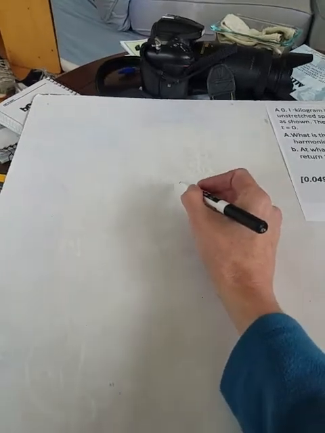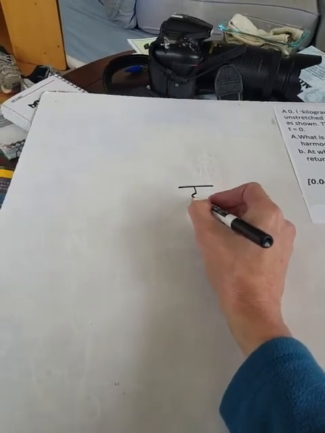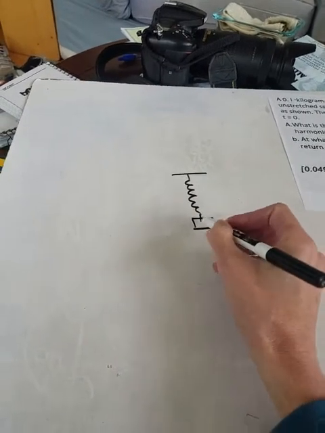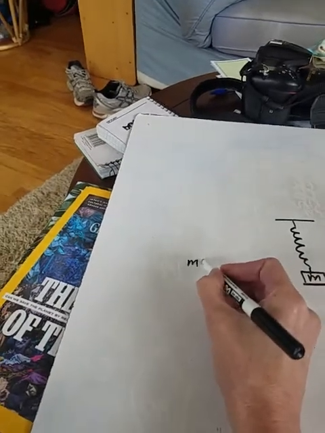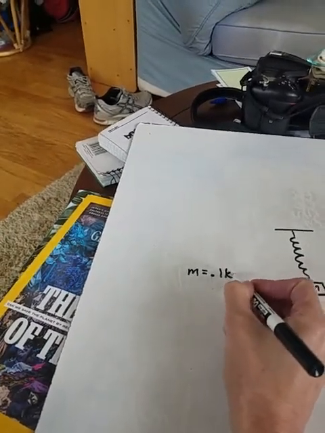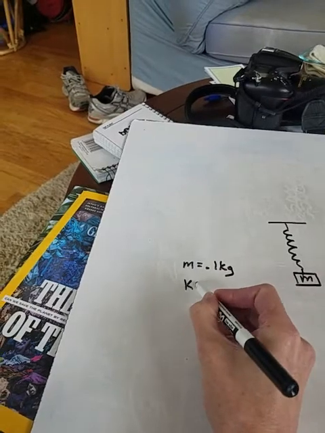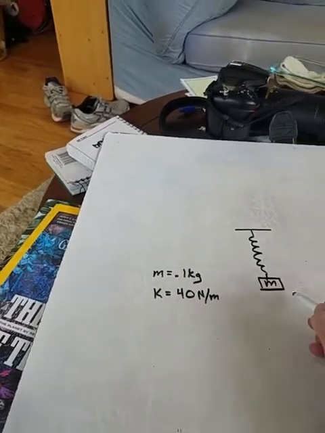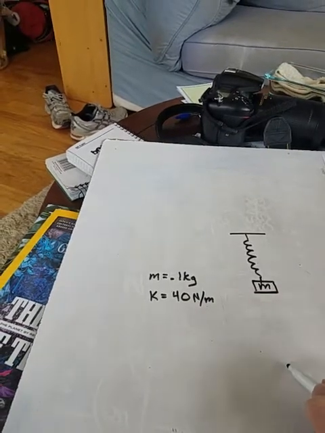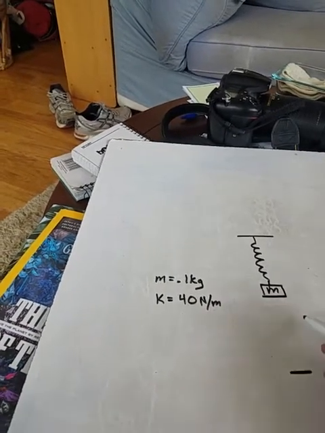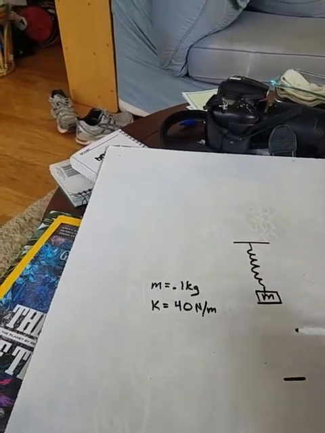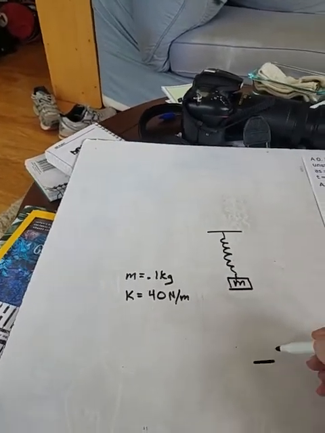In this problem, we're trying to figure out what the maximum amplitude of a spring is if we just let it go. We've got this mass, it's 0.1 kilograms. We've got a spring constant K of 40 newtons per meter. And we know that the spring is going to move down to here, and then it's going to oscillate about its equilibrium position. We want to know what is that amplitude of oscillation.